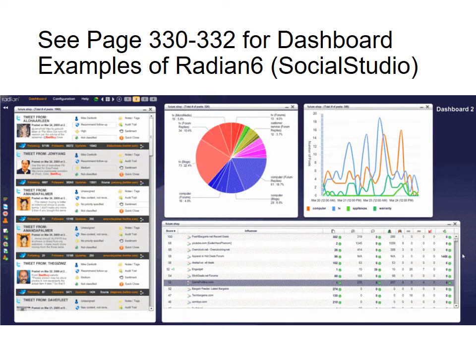So this is what a dashboard might look like. This is an example of Radian 6, which was formerly Radian 6, now Social Studio. I actually have experience with Radian 6. But you can see we've got various inputs. We've got some data visualization happening in the pie charts and in the graphing as we move from left to right. And we begin to see how dashboards bring things together so that we can make intelligent data-driven decisions, hopefully.